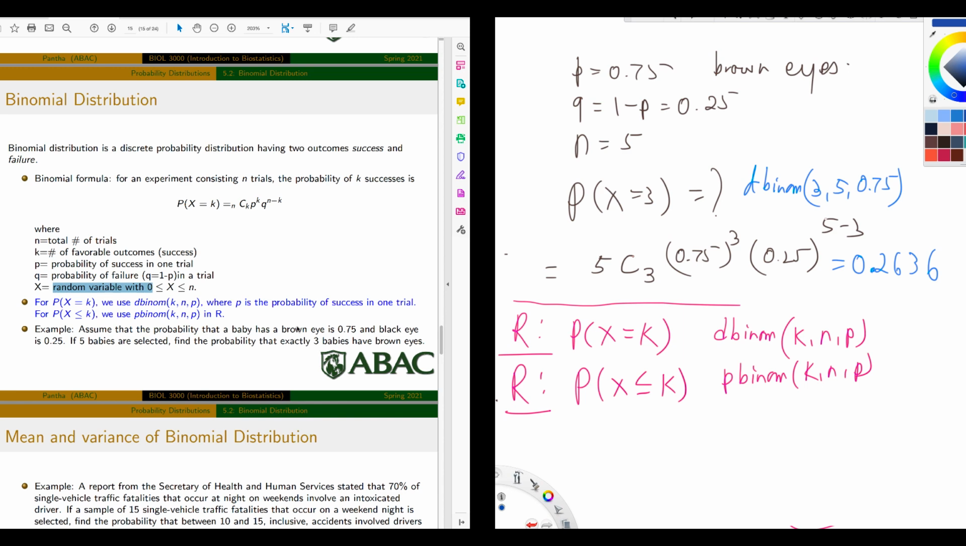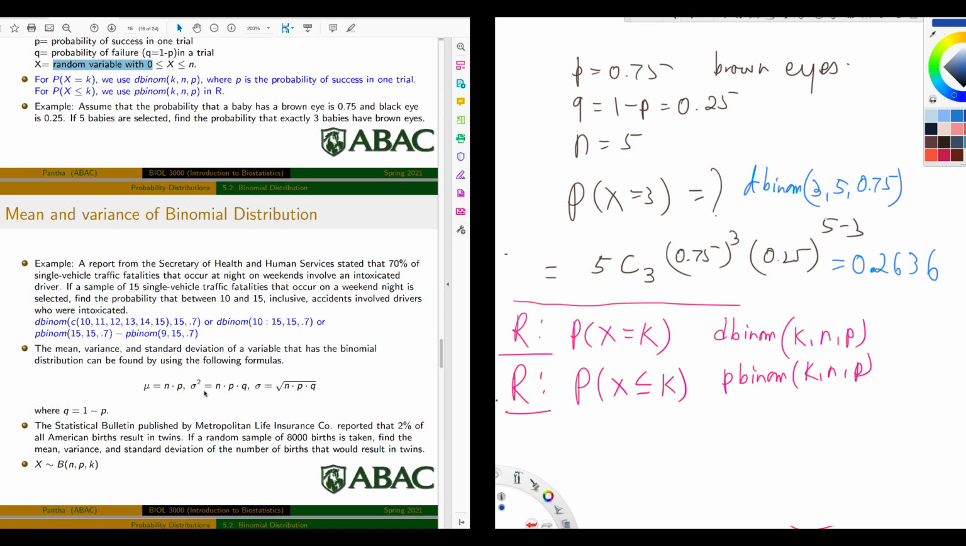Okay. And there is another example here. This example says that a report from the Secretary of Health and Human Services stated that 70% of the single vehicle traffic fatalities that occur at night on weekends involve an intoxicated driver. Okay, it says intoxicated driver, the probability is 0.70. If a sample of 15, n is 15. So if p is 0.70, q will be 0.30, 1 minus p. That is the q.